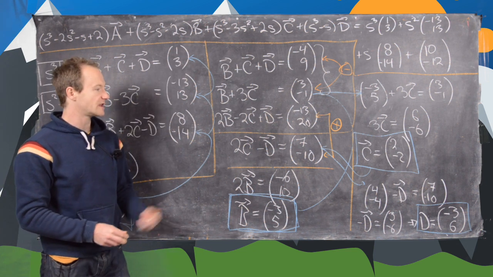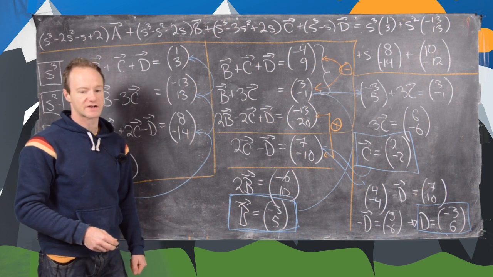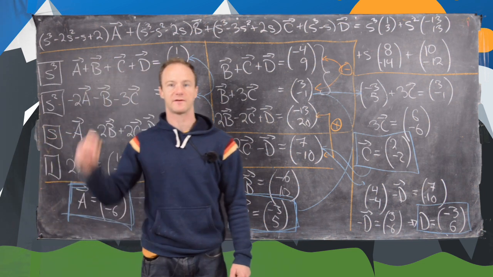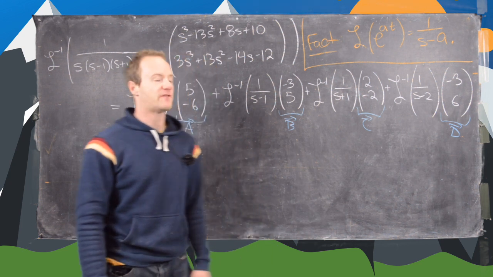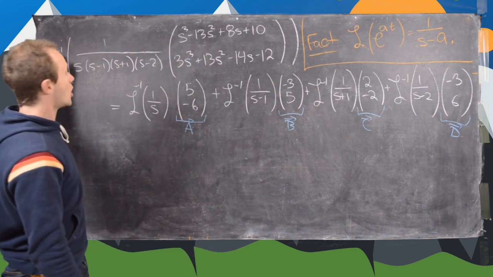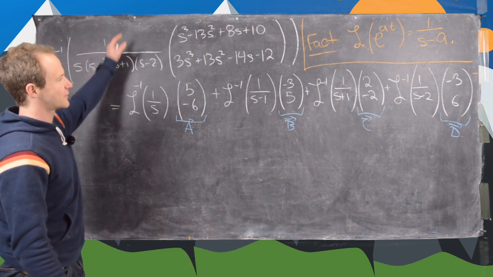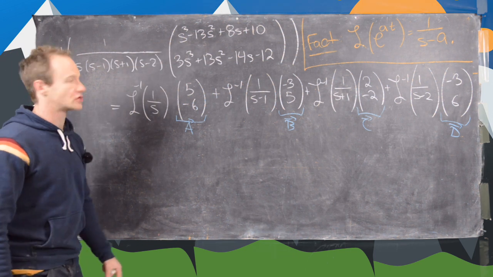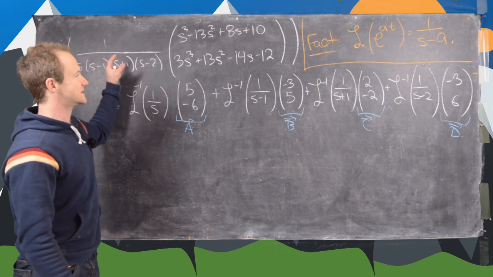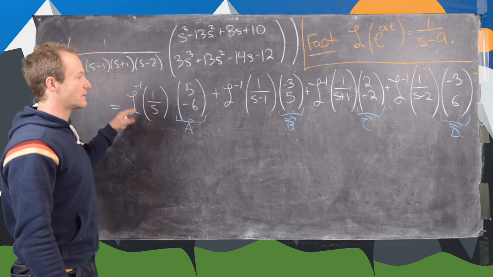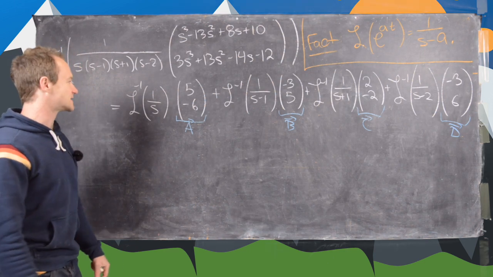Okay, good. So I'll clean up the board now that we've found these 4 vectors, and we can finish the whole thing off. Okay, now we're ready to finally finish it off. So our goal was to find the inverse Laplace transform of this vector-valued rational function. So look, it's pretty complicated, but we broke it down using partial fractions as follows.